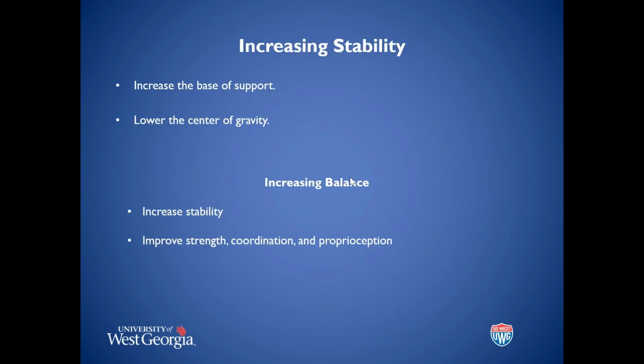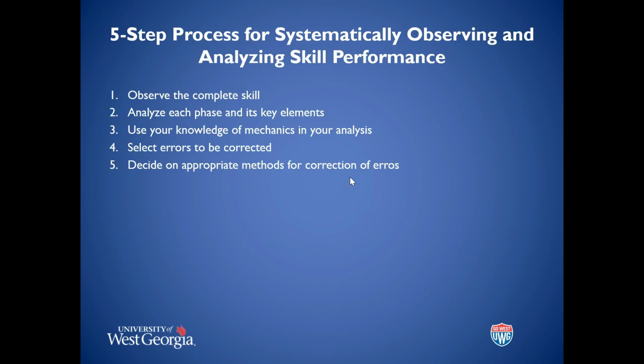So, increasing stability, we just talked about it. You can increase that base of support. You can lower your center of gravity, so get lower to the ground. To increase our balance, we can increase our stability. We just mentioned that as well. And then also we can increase our balance through strength, coordination, and proprioception. So figuring out how we communicate all of those together. All of those can increase balance. And so you're trying to get those into harmony along with your mobility.